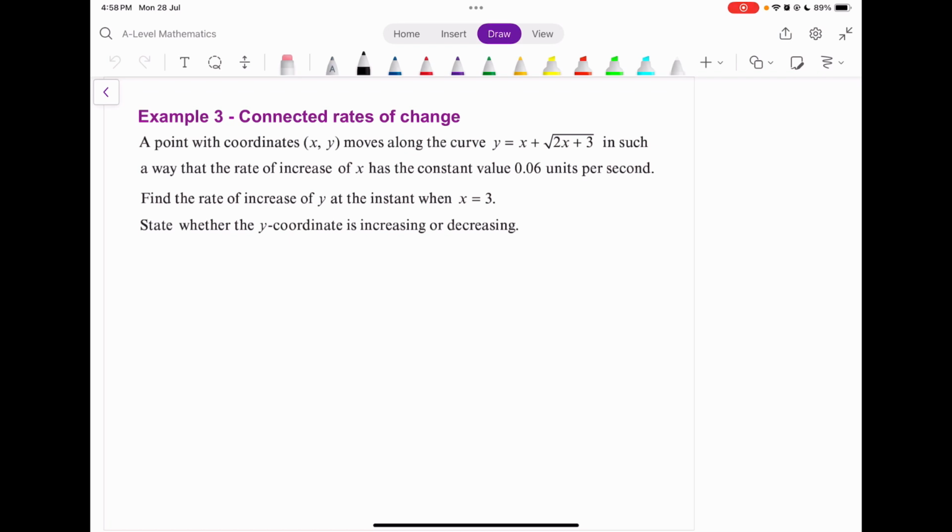Example 3. A point with the coordinates x and y moves along the curve in such a way that the rate of increase of x has a constant value of 0.06 units per second. Find the rate of increase of y at the instant when x equals to 3 and state whether the y coordinate is increasing or decreasing. So 这里有一个 hint.